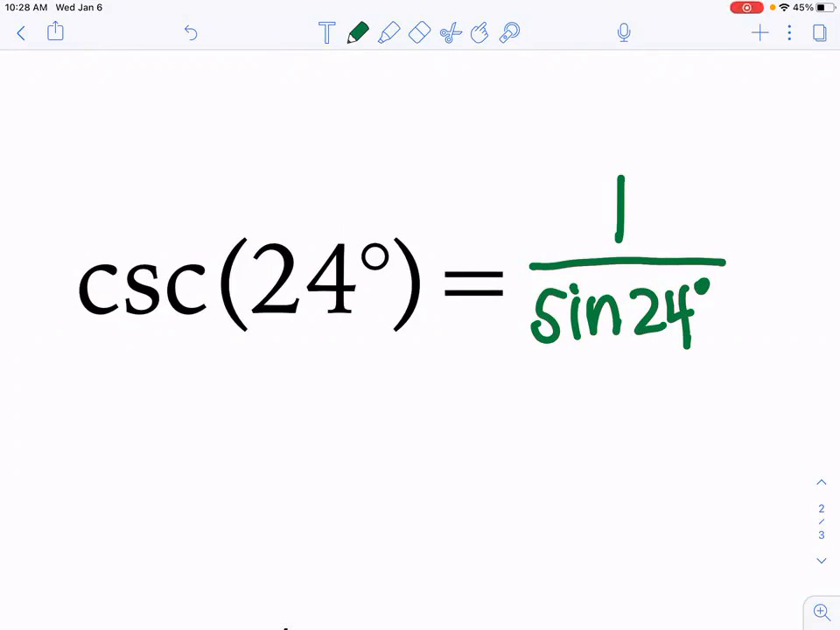Why isn't the problem just 1 divided by sine 24? Why does it have to be cosecant? Well, what if you come up to a problem and you have the cosecant ratio? You need to know how to put that in your calculator. It all depends on what information you're given.